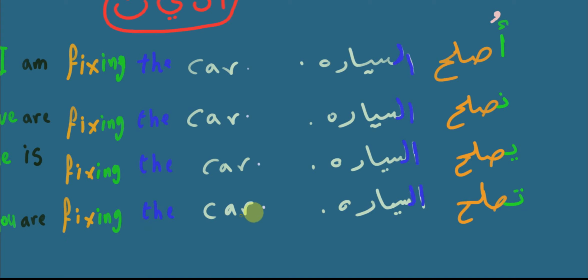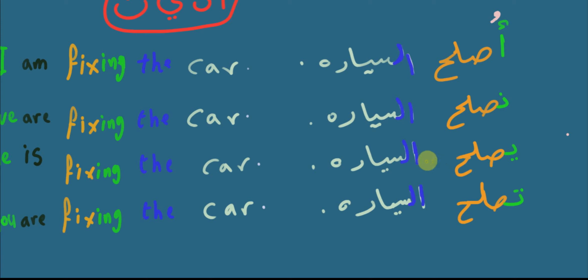You are fixing the car. تصلح السيارة. Again, you can go through the other pronouns here in English. Just replace these: they, she, it. In here you can add نصلح. These stay the same.